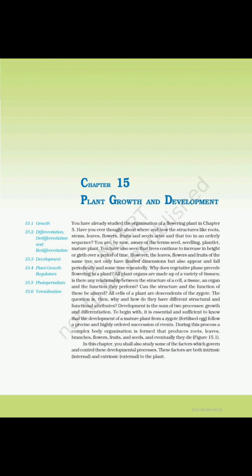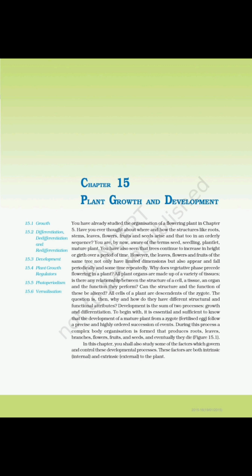Development is the sum of two processes, growth and differentiation. To begin with, it is essential and sufficient to know that the development of a mature plant from a zygote (fertilized egg) follows a precise and highly ordered succession of events. During this process, a complex body organization is formed that produces roots, leaves, branches, flowers, fruits, and seeds, and eventually they die. Figure 15.1.